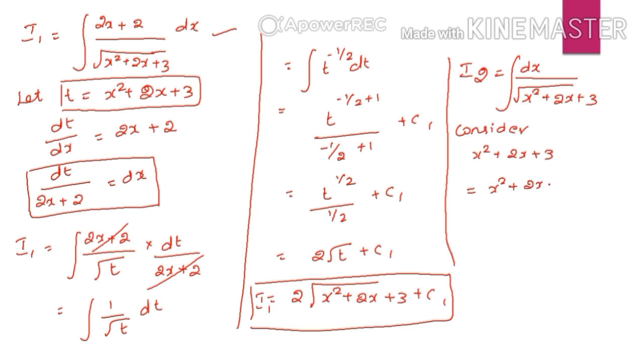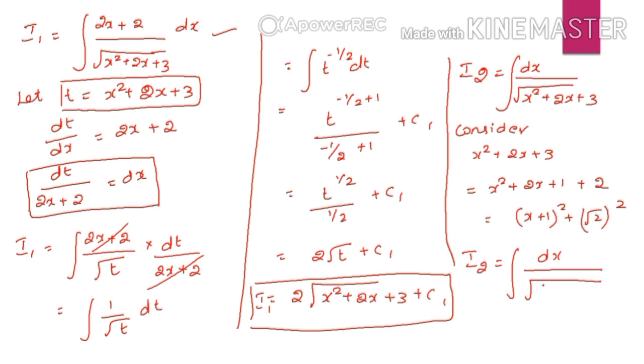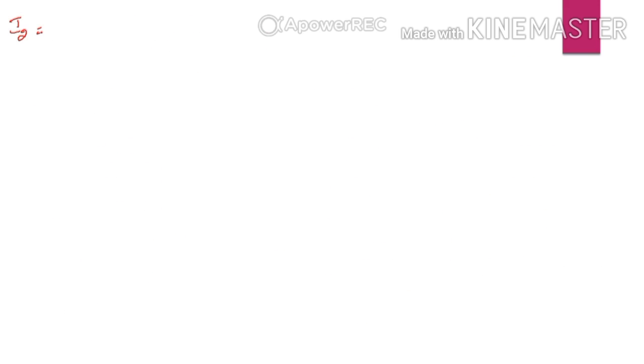So we can write this 3 as x square plus 2x plus 1 plus 2, because 3 we can write as 1 plus 2, in order to get the form x plus 1 the whole square. Plus this 2 we can write as root 2 the whole square, so that it won't affect the previous term. Now I2 is equal to integral dx divided by square root of x plus 1 the whole square plus root 2 the whole square. We can directly use the formula for dx divided by square root of x square plus a square, or we can take a substitution also.